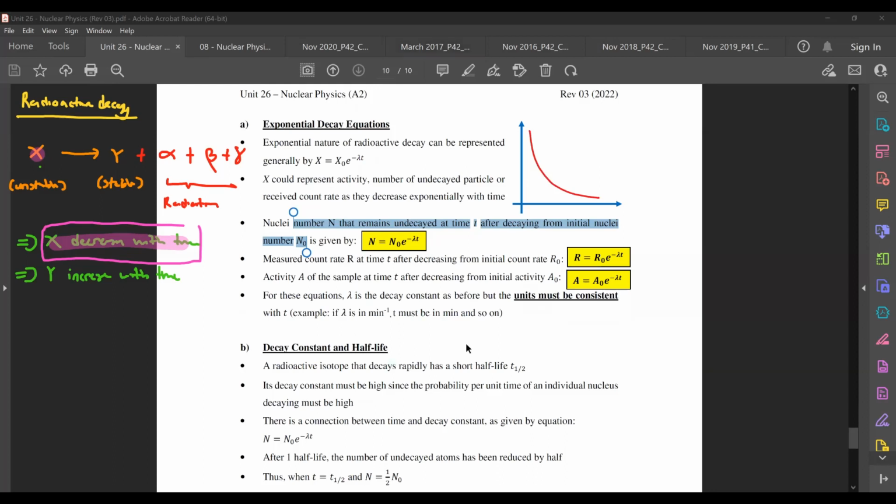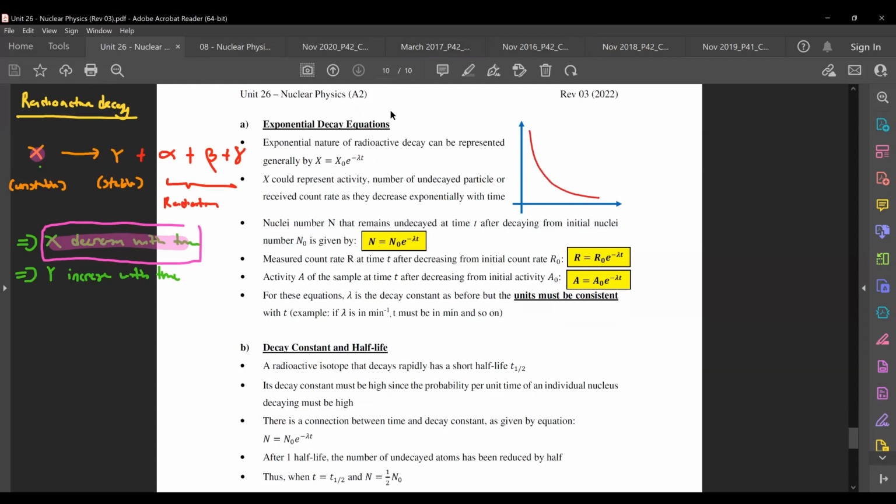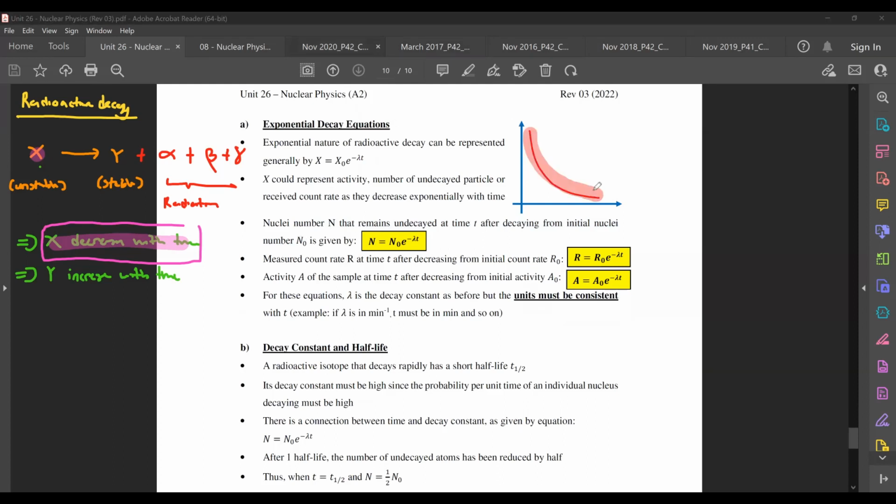So in general, if your nuclei decay following an exponential decay curve like this, where this is a general parameter x versus time, you can represent that exponential decay using this equation: x equals x naught exponential negative lambda t, where x here could represent any particular quantity concerning radioactive decay, such as number of nuclei, activity, or count rate. It can be representing any one of these, as the quantities decrease exponentially with time.